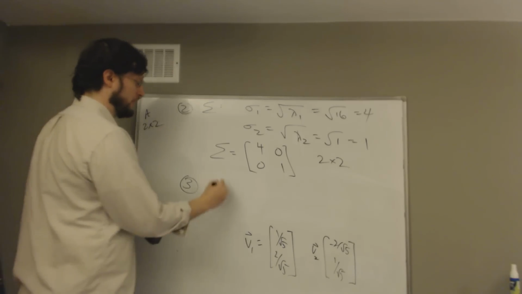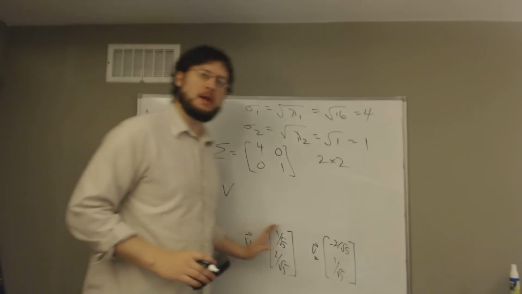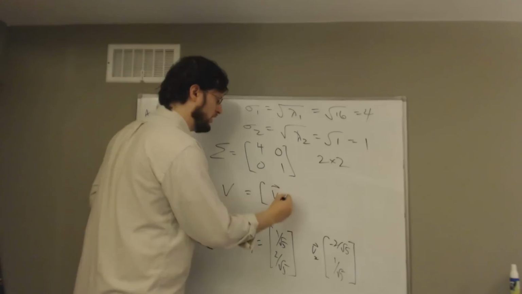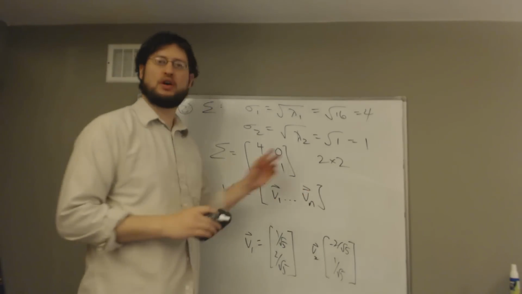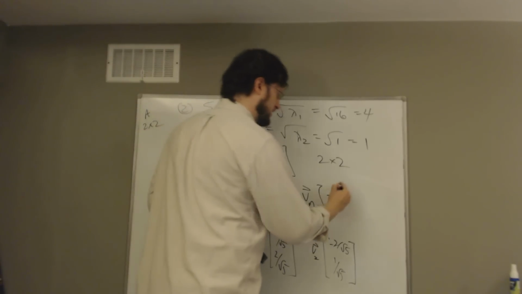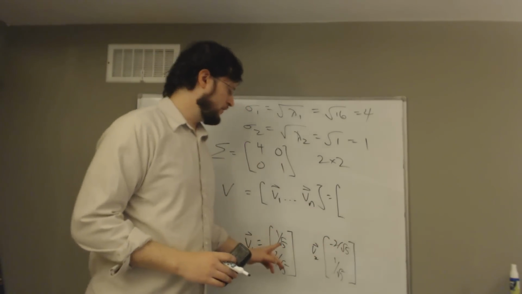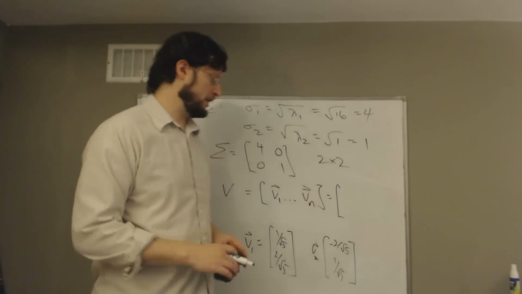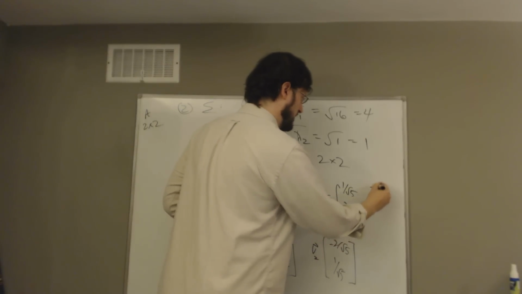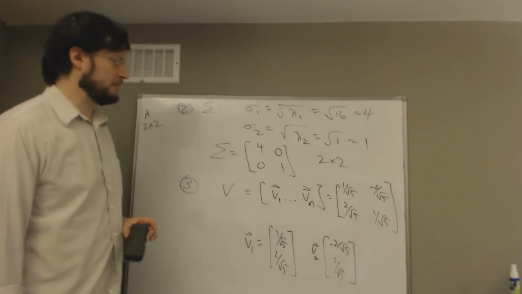3, we create V. Remember that V we get just by lining up every single eigenvector. So V in this case is just V1 through Vn, all of them, regardless of whether they corresponded to eigenvalues of 0 or not. But in this case, there's just 2 of them, and I have to use them all, and I still put them in order from greatest eigenvalue to lowest eigenvalue. So 1 over root 5, 2 over root 5, minus 2 over root 5, 1 over root 5. And that's our V.